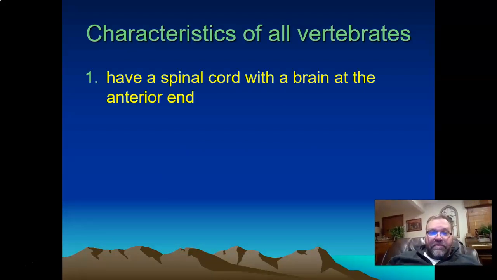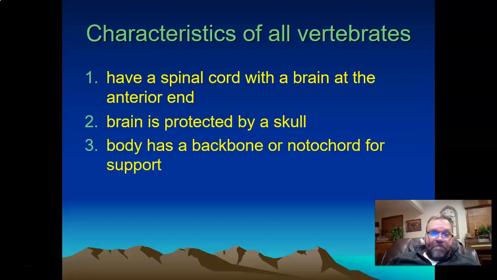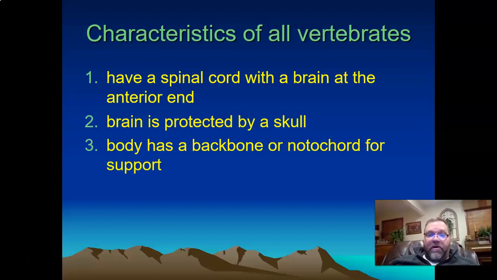Characteristics of all vertebrates. They have a spinal cord with a brain at the anterior end. Anterior means the front. Brain is protected by a skull. Body has either a backbone or a notochord. A notochord would be, we have vertebrae that our spinal cord runs through. A notochord would be another area of support for the spine in other animals.